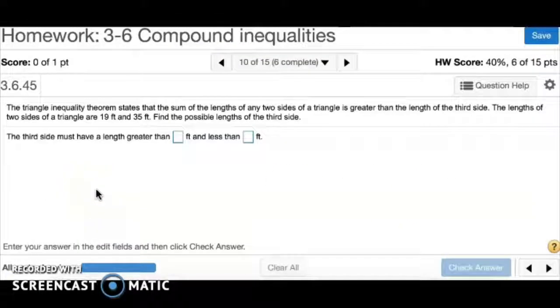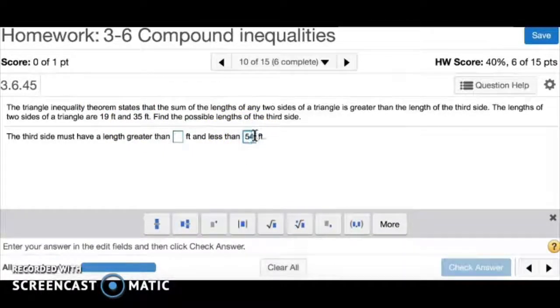Number 10. The triangle inequality theorem states that the sum of the lengths of any two sides of a triangle is greater than the length of the third side. The lengths of two sides of a triangle are 19 feet and 35 feet, find the possible lengths of the third side. Now this one is actually easy. Add the two numbers up and subtract the two numbers. So adding 19 and 35 gives me 54. Subtracting the two numbers, we'll have 16.